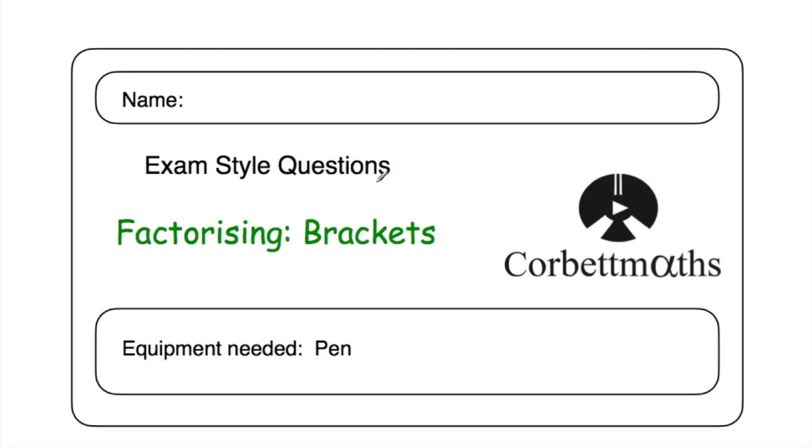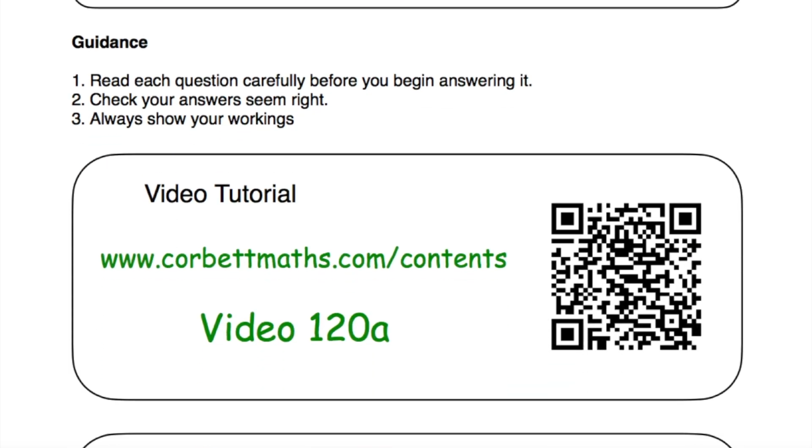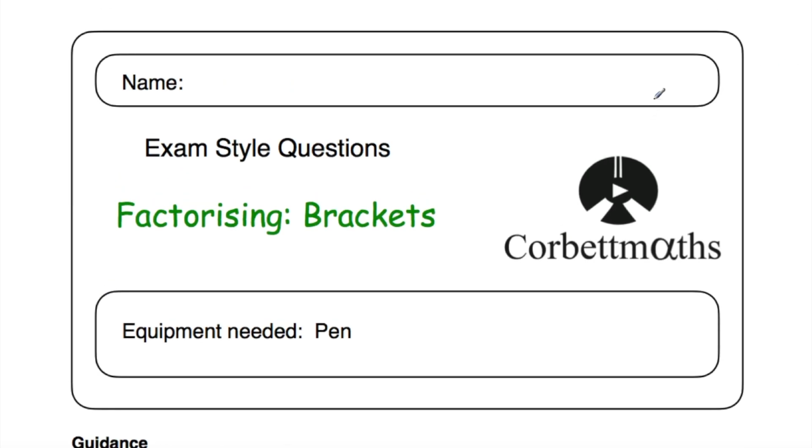In this video, we're going to look at the video solutions to the Corbettmaths practice questions on factorisation, including brackets, so taking brackets out of expressions. If you need any extra help with factorising including brackets, go to Corbettmaths, go to the videos and worksheets section and scroll down to video number 120A. There's a dedicated video tutorial there on factorising where you're taking out brackets. Alternatively, you could scan this QR code. But in this video, we're going to focus on the video solutions to the practice questions, so let's get started.